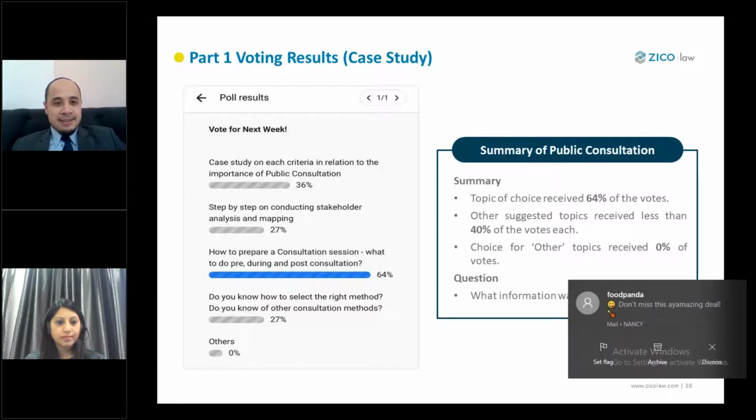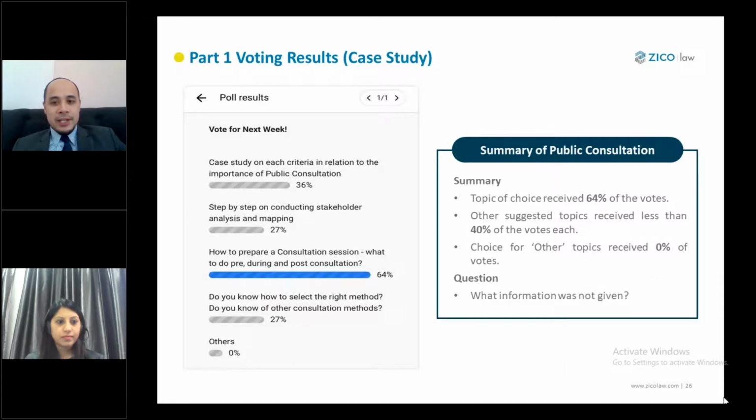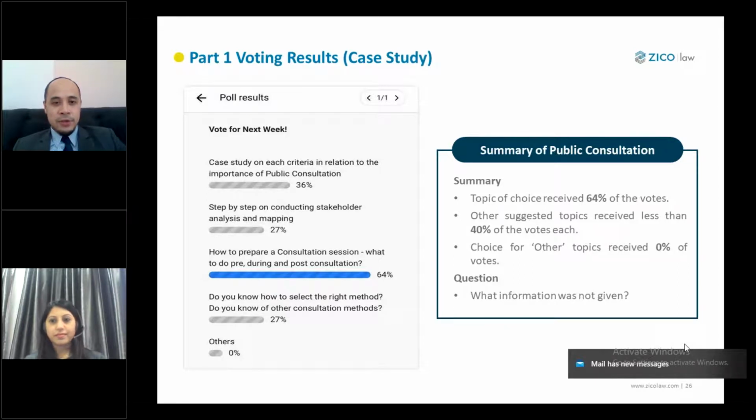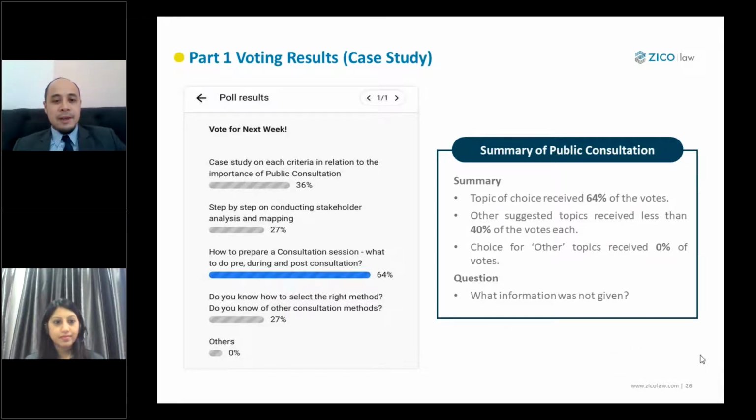Okay, now this is the case study that I have in terms of the voting that we did. As you can see on the far right, that's a summary of the information that I had. 64% of the votes went to the most popular topic, 40% or less voted for other topics, and then the general other tab where you could put in what you wanted to vote on. Nobody voted for that, so that's why Vimala is not speaking this week. On a side note, if you look at the percentages, they don't add up to 100. I'm not sure why. If anybody knows why, you can tell me later on.